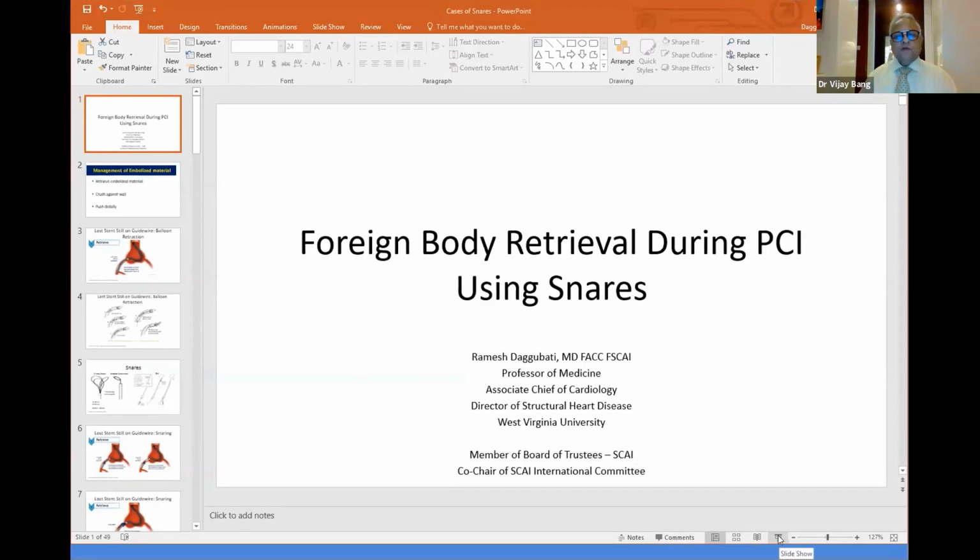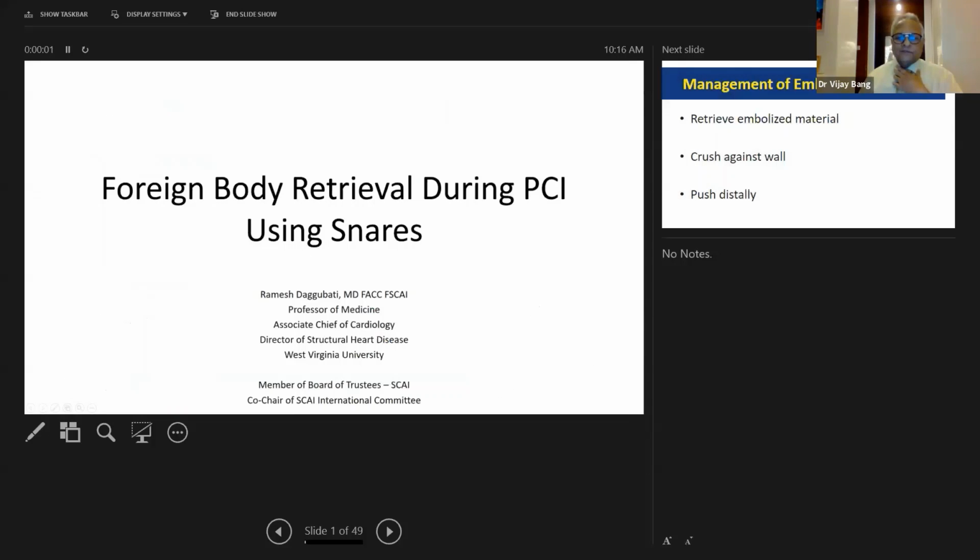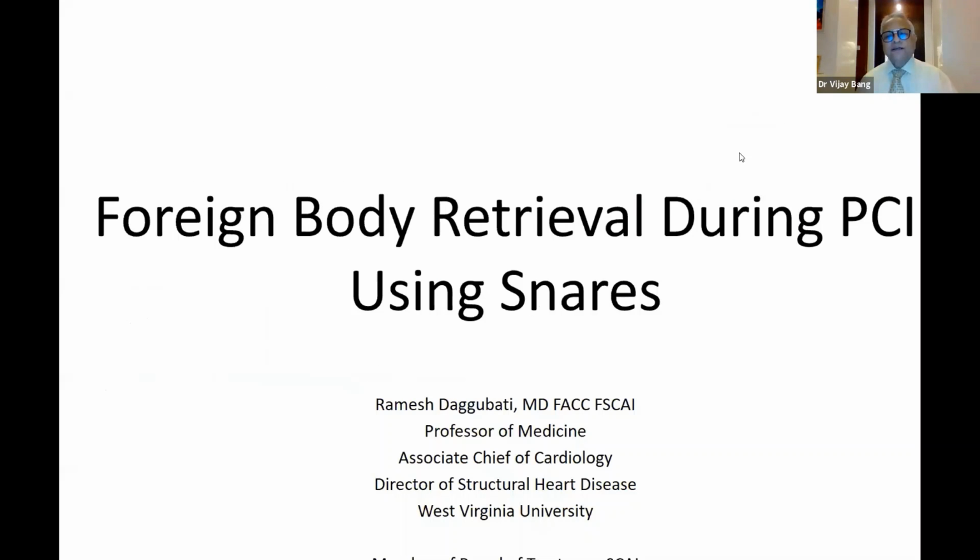Brilliant presentation. Now we have Dr. Ramesh Daggubati. Dr. Daggubati is Associate Chief of Cardiology and the Director of Structural Cardiology at West Virginia University. And he's well known in India. He keeps coming every now and then, and very popular also. And my good friend.